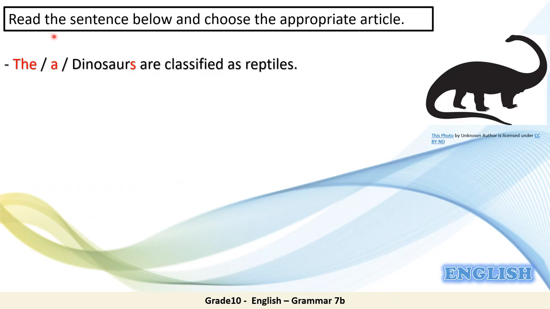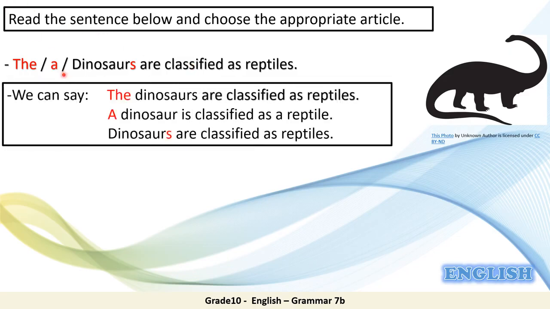Now let's take another exercise. Read the sentence below and choose the appropriate article. Dinosaurs are classified as reptiles. How can I use articles in this sentence? Let's find out. We can say the dinosaurs are classified as reptiles. We can also say a dinosaur is classified as a reptile. Also using the plural form, dinosaurs are classified as reptiles is correct.